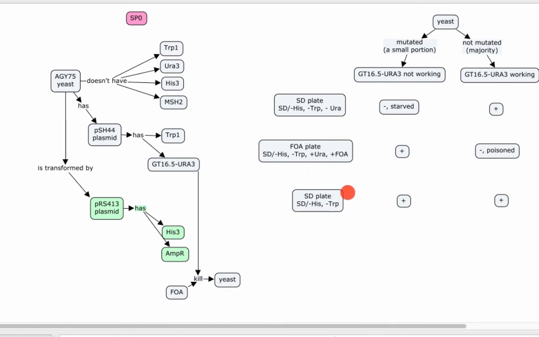We can also think about another type of media. On this media, there is no FOA, and however, uracil is also provided. So here, both types of yeast are going to be fine. For the mutated yeast, it's going to be fine because uracil is provided in the media. For the yeast that haven't mutated yet, it's going to be fine as well because there is no FOA that's going to be converted to kill the yeast. So both types of yeast should be fine under this condition.